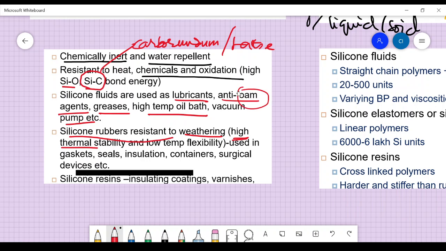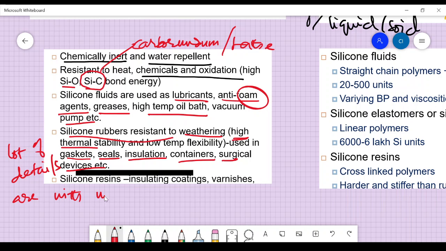I think you know what this foam is, and all the thermal resistant materials such as the thermocol that we call are made up like this. And it has low flow resistance and is used in gaskets in the pressure cooker. You have that gasket that doesn't allow the escape of the gas, and seals, insulation, containers, surgical devices. So a lot of details are industrial. Details are with industry. Therefore, it comes under industrial chemistry, which is based on large scale production, and that has a different kind of chemistry.